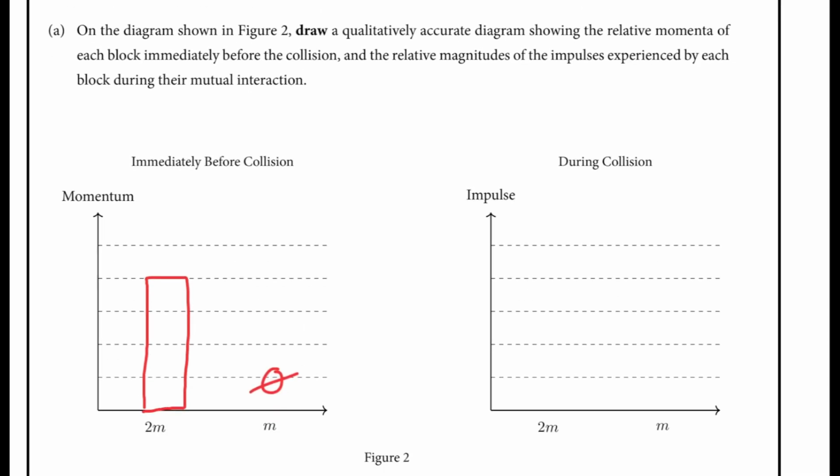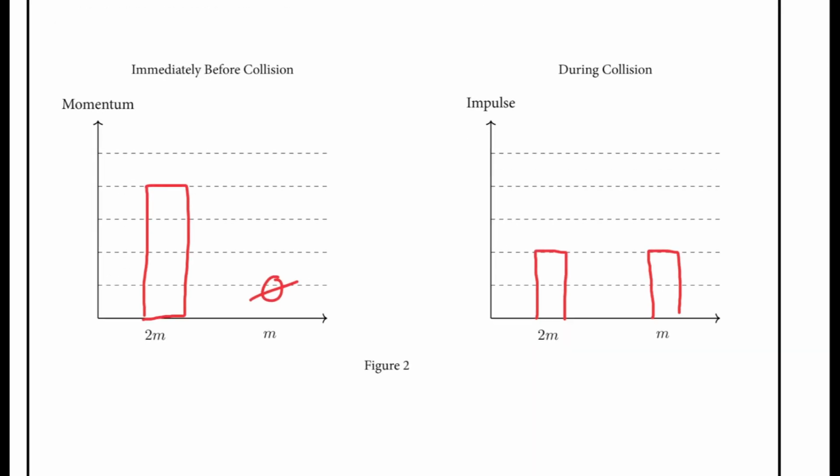Now, during the collision, we know that by Newton's third law, the force exerted on each object is equal and opposite. So as such, in any collision between two objects, they're going to have equal and opposite impulses. And we don't need to know how tall these bars are for this part, but we do know that no matter what I'm drawing, since it's just the magnitude, I'm going to make them the same height. So this is out of 3.